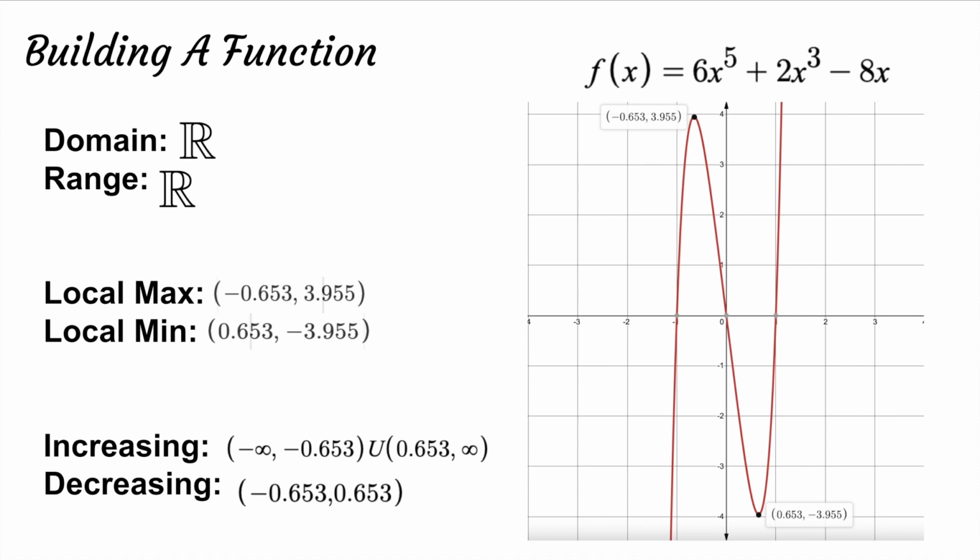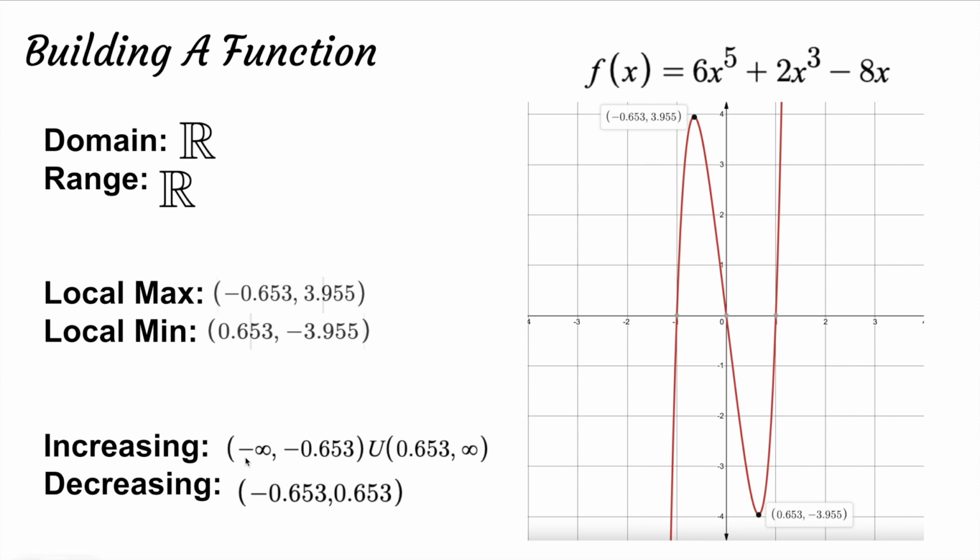The local max and the local min. The max is negative 0.653 and 3.95. The local max point is 0.65, negative 3.955. As you can see, the negative and positive signs are just switched between the two numbers for their local max and min.